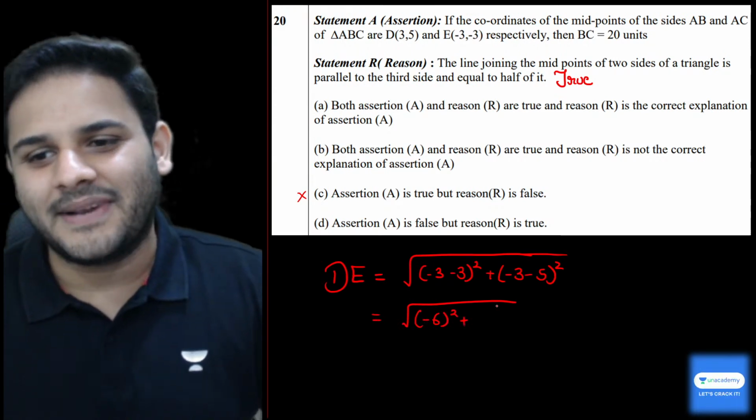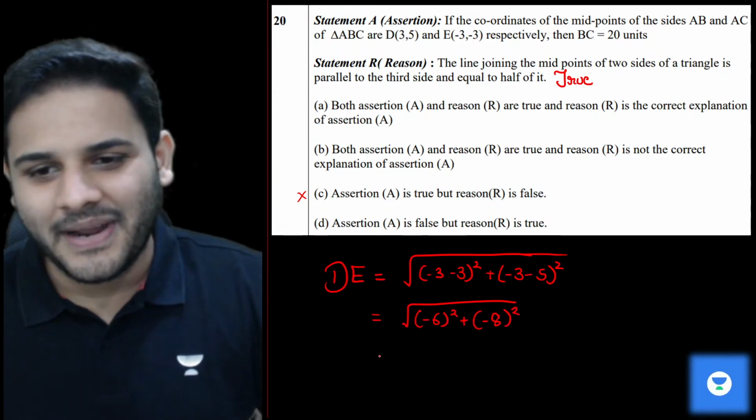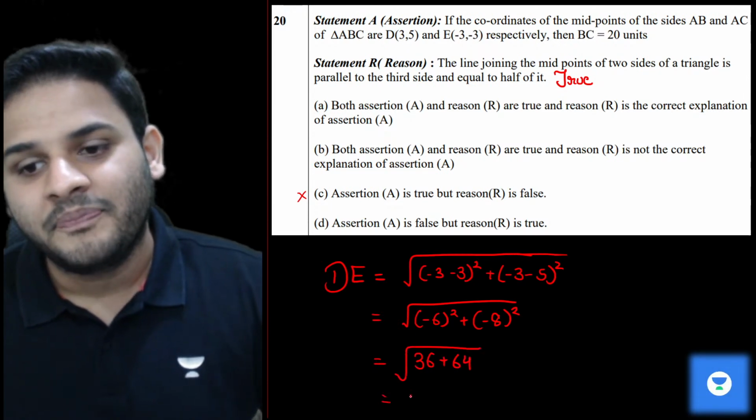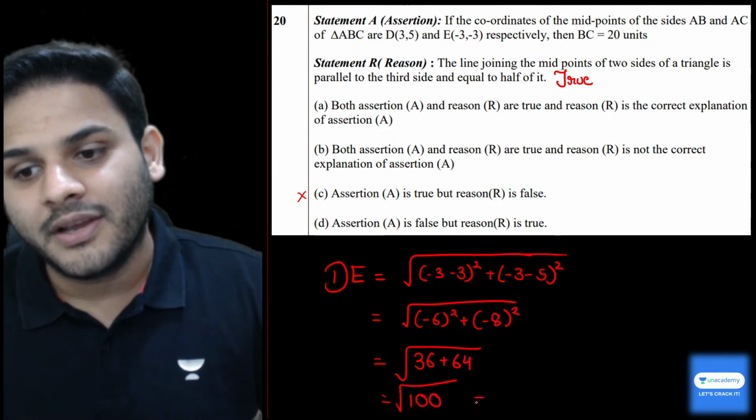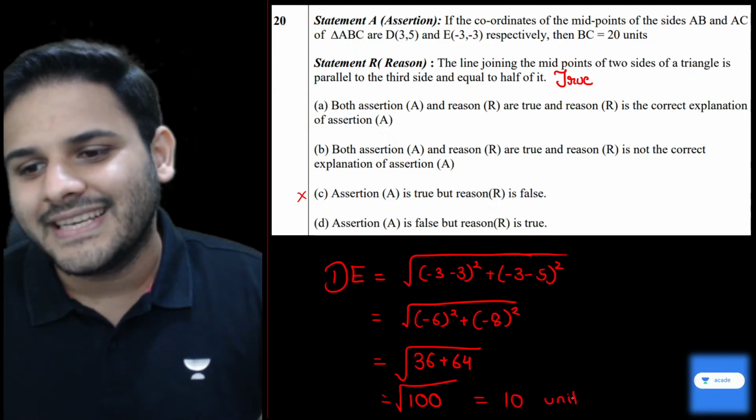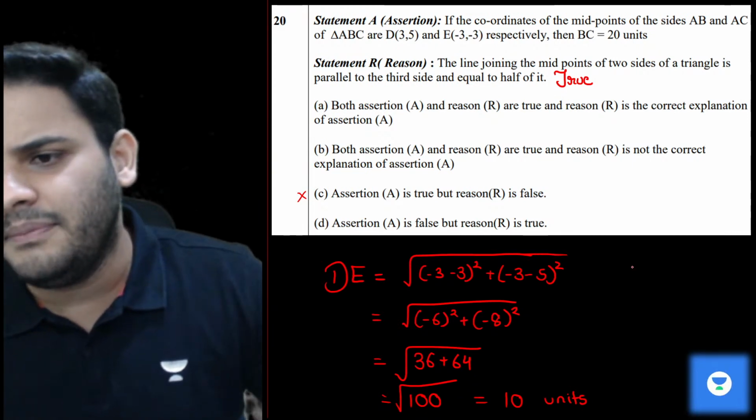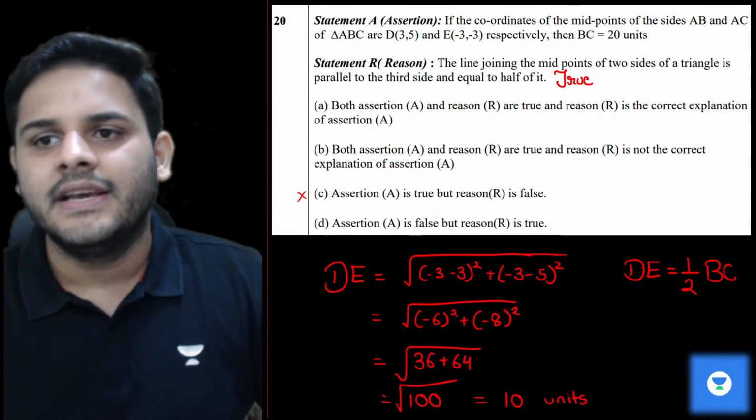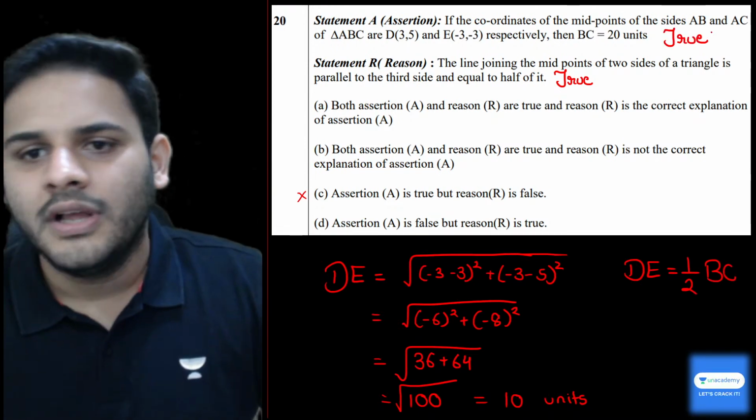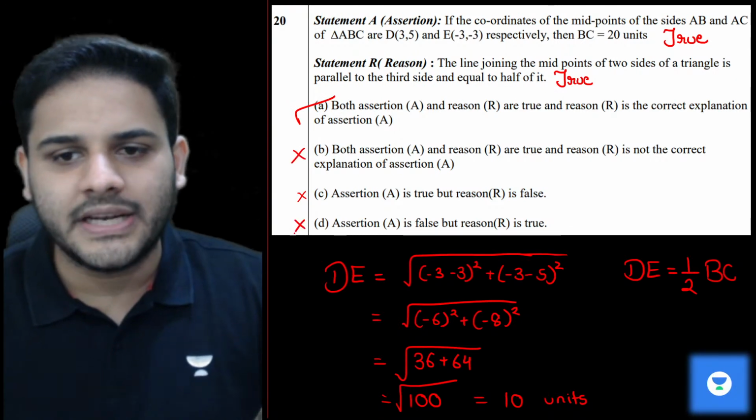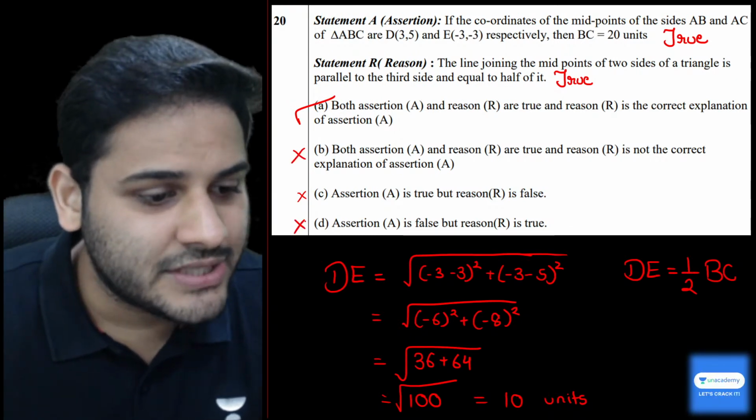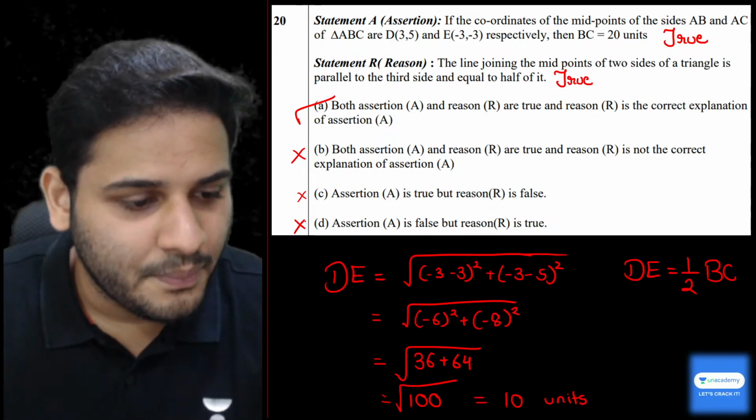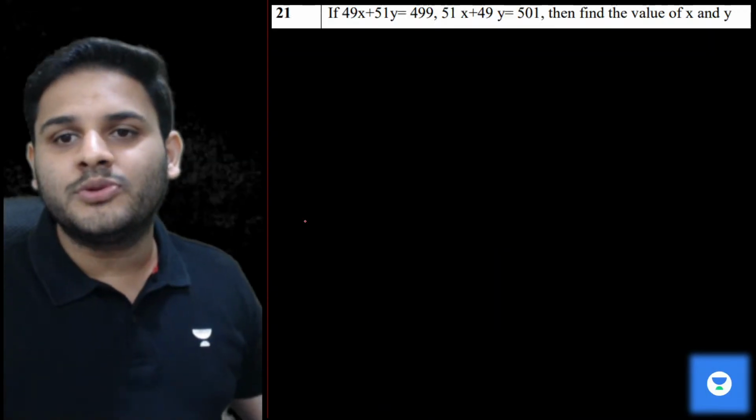So it will be -6 plus -8 the whole square. So you get 36 plus 64 the whole under root, which is 100 under root, which is 10 units. And according to the midpoint theorem, DE will be equal to half of BC. So the assertion is also true and both are correct. So option A is the correct answer. So guys, you successfully finished your first 20 questions of your paper. We move on to the 21st.